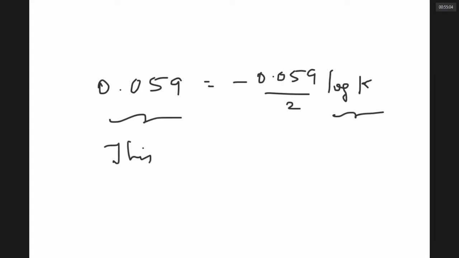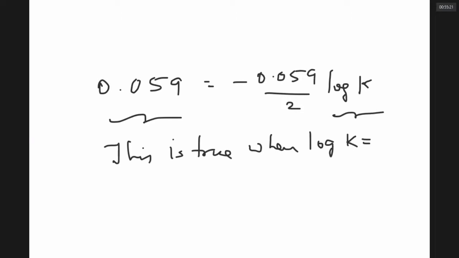This is true when log K is equal to how much, sir? We are all mathematics students. We have to identify the answer, sir. Log K must be how much, sir?